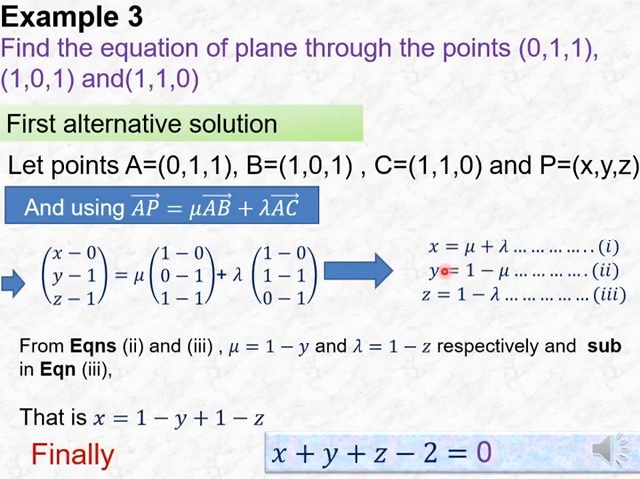mu which is equal to 1 minus y, and lambda which is equal to 1 minus z, respectively. So when I substitute them there, where there is mu, I put there 1 minus y, where there is lambda, I put there 1 minus z. So you'll get x equal to 1 minus y plus 1 minus z. When you rearrange this, you end up with x plus y plus z minus 2 equals to 0. So this is the equation, the standard form of the equation of plane.